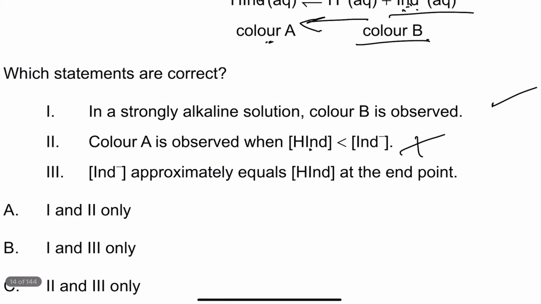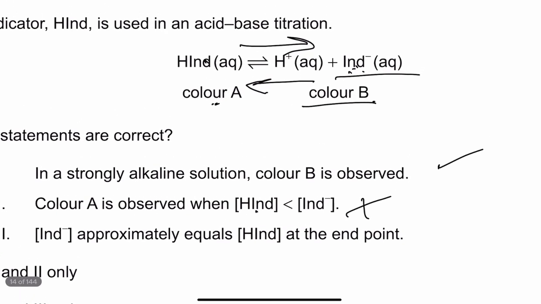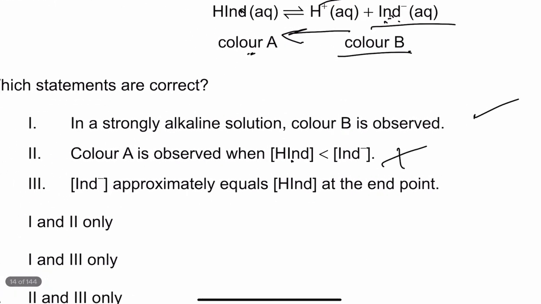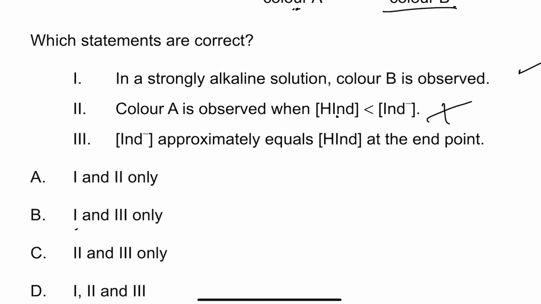Finally, number 3, IND minus approximately equals HIND at the end point. Yeah, that's how indicators work. At the end point, they should be roughly equal. That gives us 1 and 3.